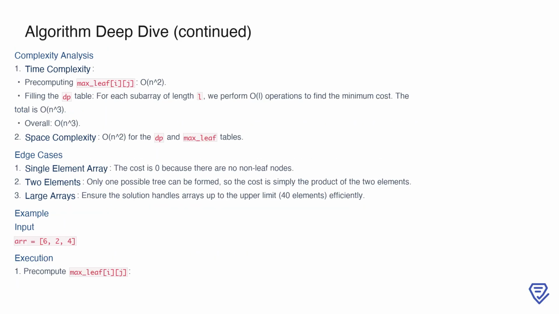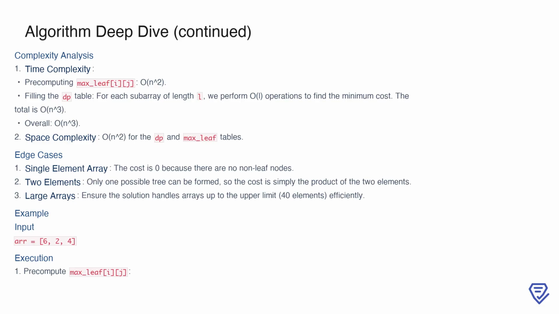Let's analyze the complexity of this approach. For the time complexity, pre-computing the max_leaf table requires n squared time, as we compute the maximum value for all subarrays. Filling the DP table involves iterating over all subarrays and calculating the minimum cost for each partition. For a subarray of length L, we perform L operations, and summing over all lengths gives a total complexity of n cubed. Thus, the overall time complexity is n cubed. The space complexity is n squared, since we store both the DP and max_leaf tables.